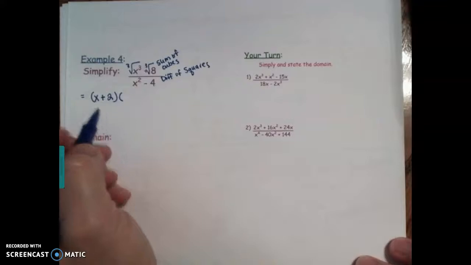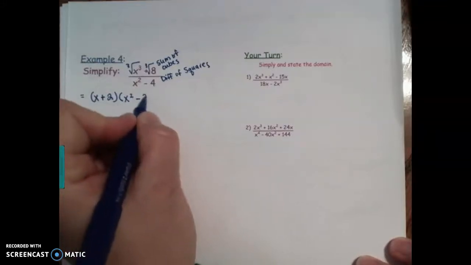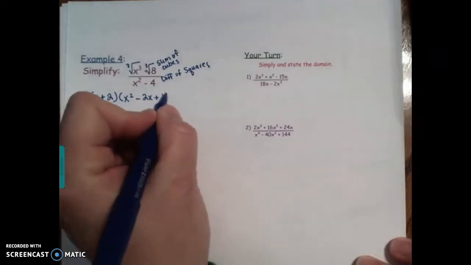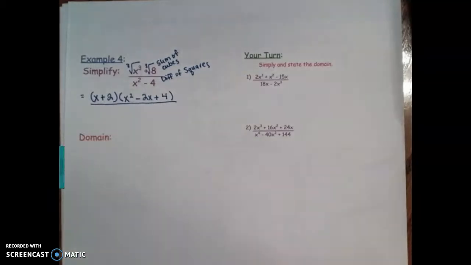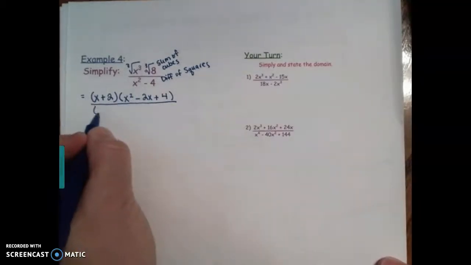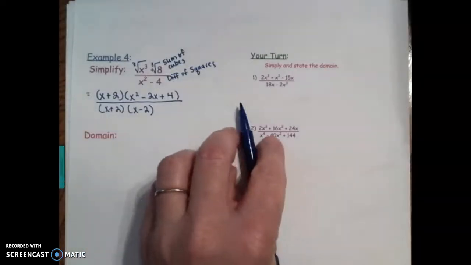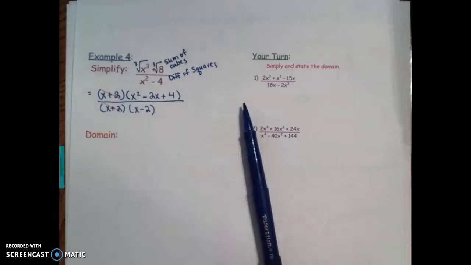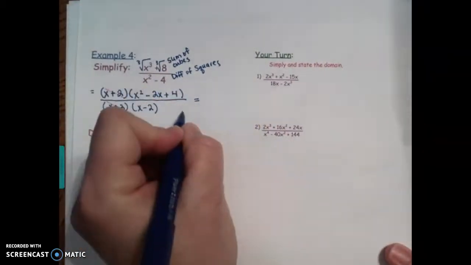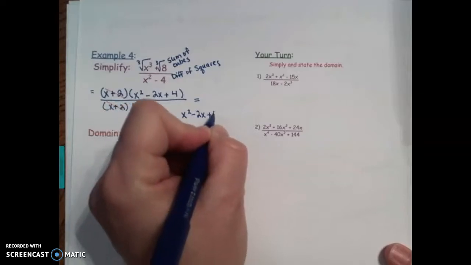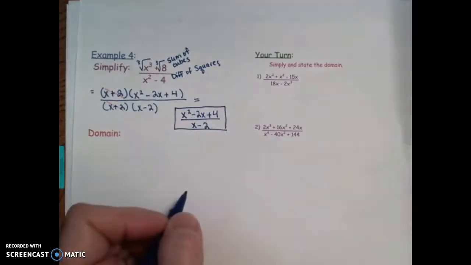And then we're going to form our trinomial by squaring the first, opposite sign, product of the two, always a plus, square the last. So you factored your numerator. Now we're going to factor the denominator with our difference of squares. So that's x plus 2, x minus 2. Your common factors are going to be x plus 2 divided by x plus 2. So we're left with x squared minus 2x plus 4 over x minus 2 as your simplified form.